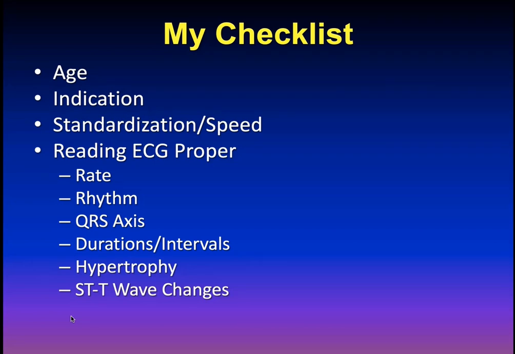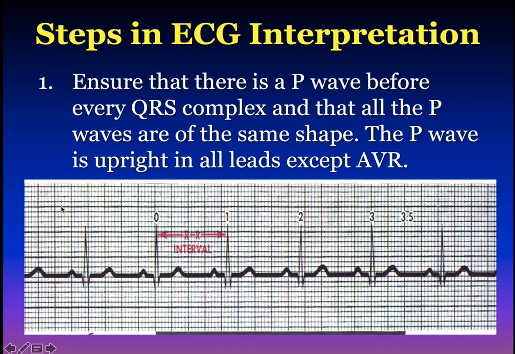And also, these are the values I got from the ECG: the rate, the rhythm, the QRS axis, the durations and intervals, the hypertrophy, and the ST wave changes. If you look at an ECG, you will see all of these. We usually put numbers in this column. Okay, so I have 9 steps in reading the ECG.